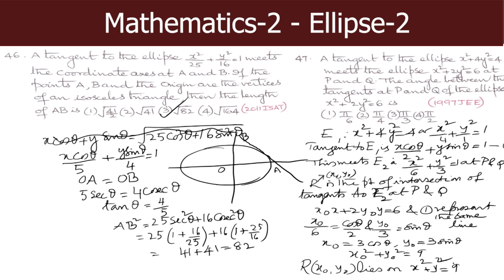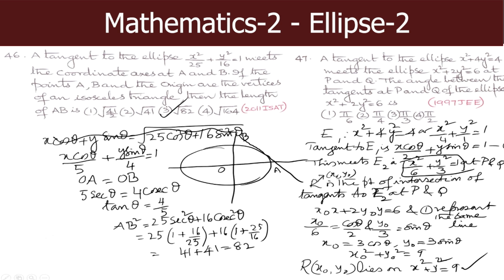But what is this x square plus y square equal to 9? This is the director circle of this ellipse E2. x square plus y square equals a square plus b square. 6 plus 3 is 9. So therefore, this circle is the director circle of E2 and R is a point on this.